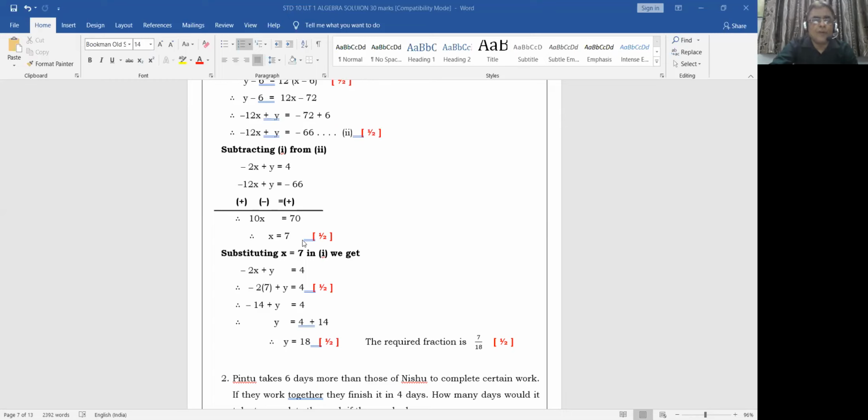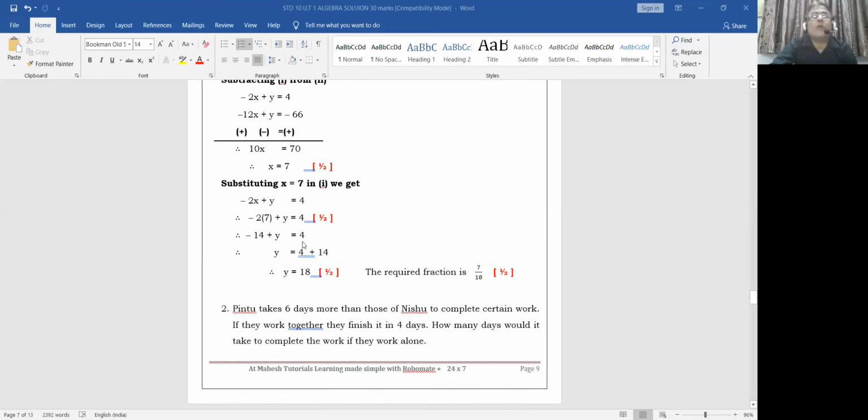So if you got value of x equal to 7, give half mark. If you have got value of y equal to 18, give half mark. In final, half mark for the required fraction, which is 7 upon 18. So give half mark. If you have not written the final answer, give only 3 and a half. Deduct half mark for that.